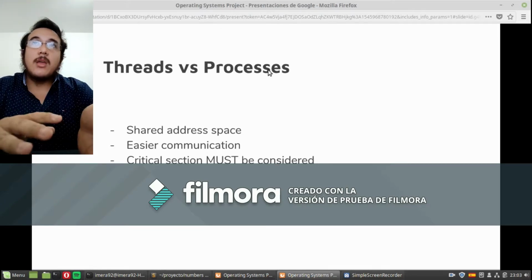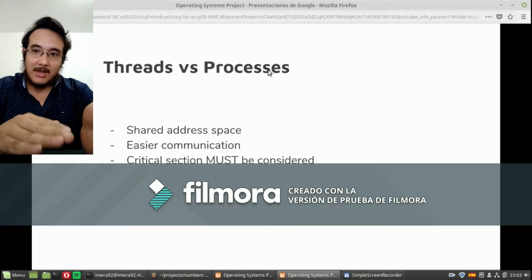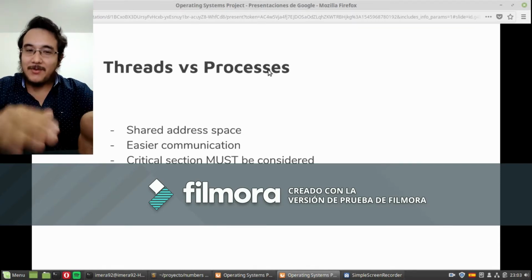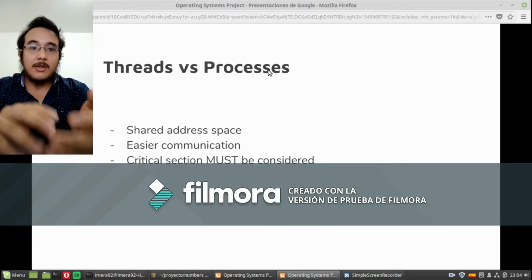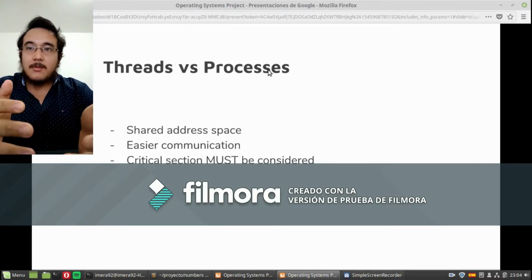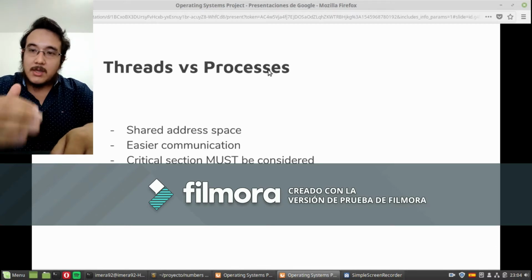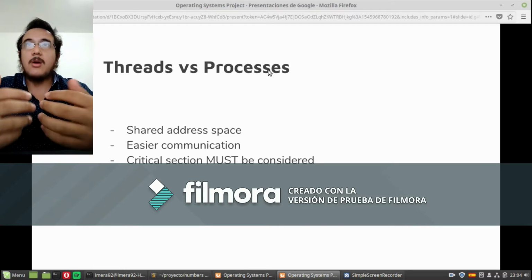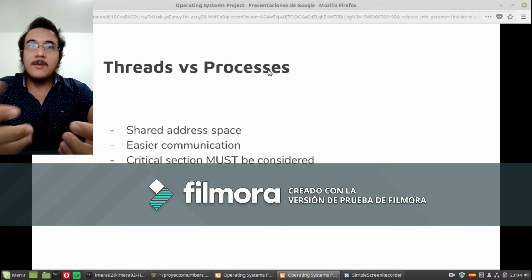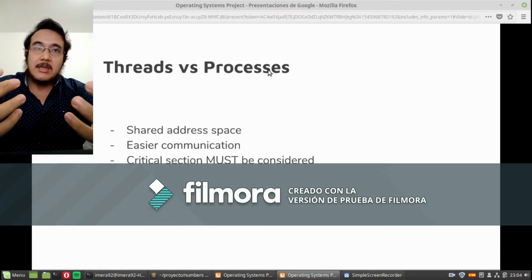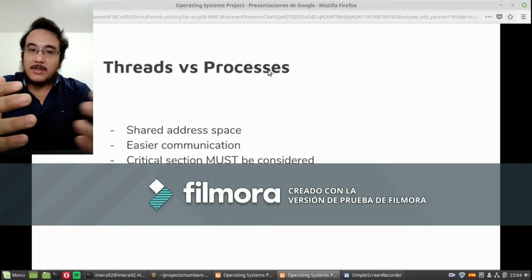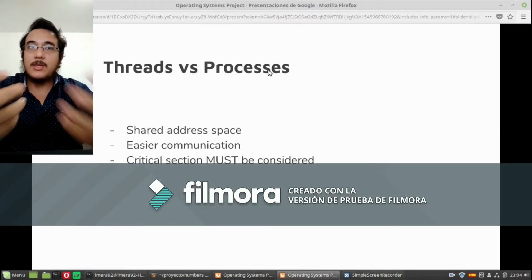So this way, my solution can be as memory efficient as possible. And not only because of that, but I'm giving as much work to the CPU as I can give based on how many threads it can physically manage. Then again, threads, because they share the same address space, the communication between them is easier. The inter-process communication is easier.